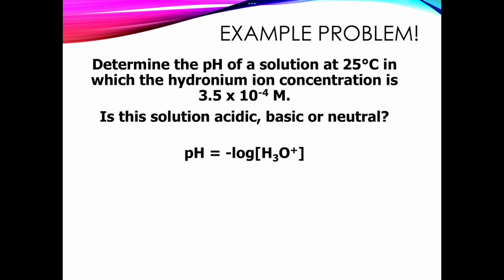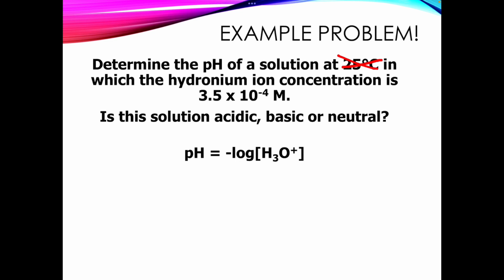So let's try this out. This says determine the pH of a solution at 25 degrees Celsius in which the hydronium ion concentration is 3.5 times 10 to the minus 4th molar. Okay, and then I want to know, is it acidic, basic, or neutral? Okay, so for this, we're not going to care that it's at 25 degrees Celsius. The reason that's included here is because the pH will change slightly when we're at different temperatures.